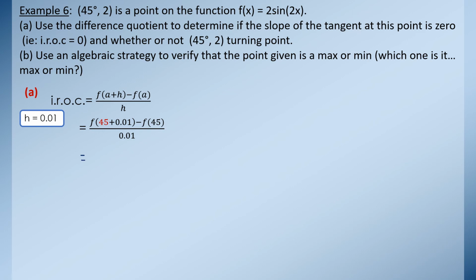1.999999878. I'll just put for now 1.999, although I'm storing it all in my calculator. I'm not going to round that to a 2, because f at 45 is 2, right? You could have calculated that, but they told us that in the question. They told us that the coordinate was 45, 2, so I didn't even have to calculate that one. Over 0.01.